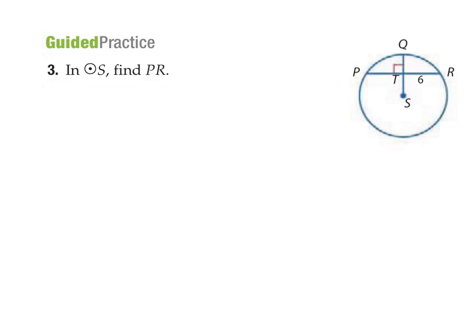Go ahead and pause the video, try this problem, then you can check your answer. Just like the last problem, this one's pretty short. In circle S, they want us to find the length of PR. PR is this entire chord right here, and they give us that half of the chord is 6, which means this part is also 6, which means the entire chord is 12. 6 plus 6 is 12.